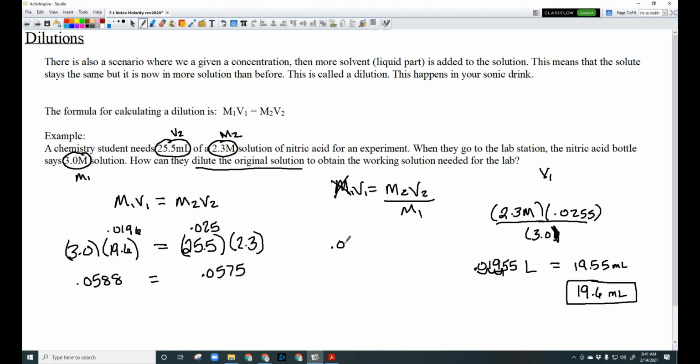19.6 milliliters of the 3.0 molar solution, but it needs to be a total of 25.5 milliliters. So the rest of this we're going to have as water. So let's go ahead and do 25.5 minus the 19.6. Okay, so that's going to be 5.9 milliliters of water.